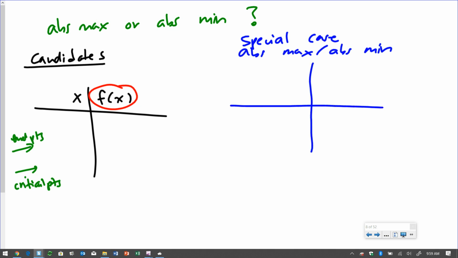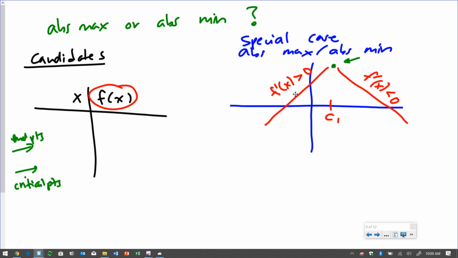If you have a picture where I just have one critical point, let's say my critical point is C1. If I just have one critical point, and to the left of that critical point, the derivative is always greater than 0, it's positive, and to the right of that critical point, the derivative is less than 0. Do you see it's always negative? Then this point here is not only a relative max, because f prime changed from positive to negative, but it's also an absolute max, because it's the only relative max. Does that make sense? And there's no other critical points.